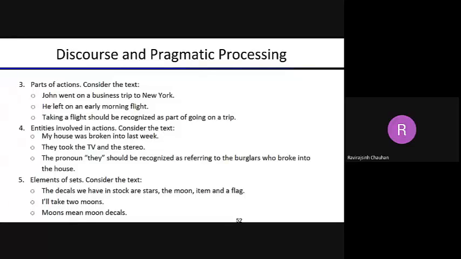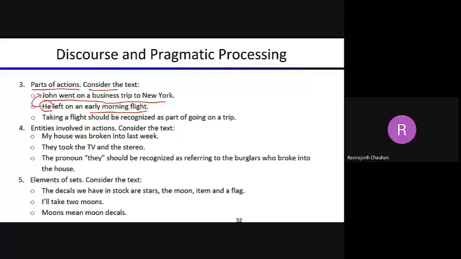Another is part of the event. Consider a task. John went on a business trip to New York and he left on an early morning flight. He is relatable with what? So this is that relation. Taking the first example, identical entities and early morning flight. What can you relate this morning flight to? Where will this morning flight go? Morning flight to New York, because where was he going? New York. So taking the flight should be recognized as the destination of this flight must be New York. That kind of relation must be created.